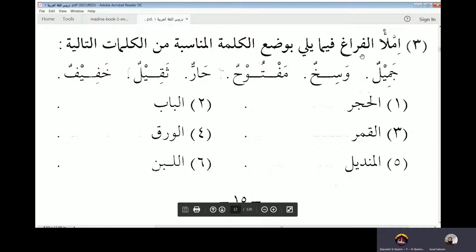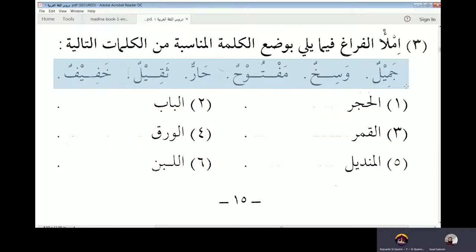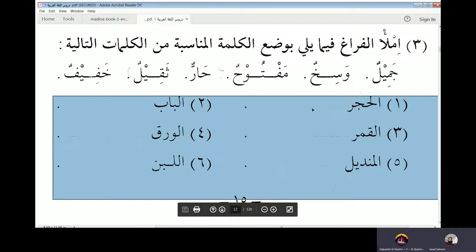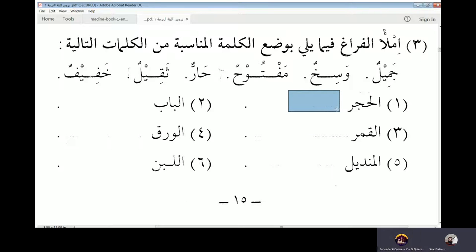Then, imla al-firagh, fill in the blanks in what follows by putting an appropriate word from the following words. He is asking you to use all these words to fill all these blanks. So what will you write here? Al-hajaru. It has to be heavy. Thaqilun, correct. Al-hajaru thaqilun, the rock is heavy.